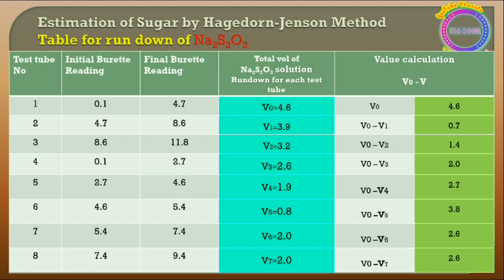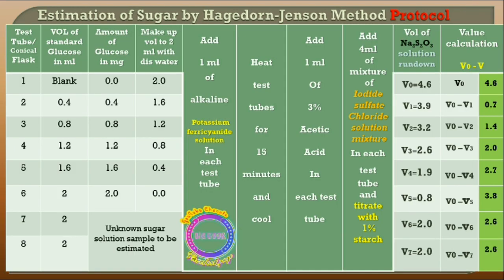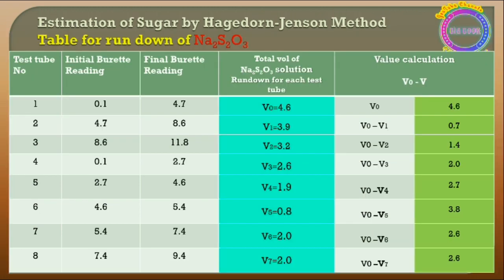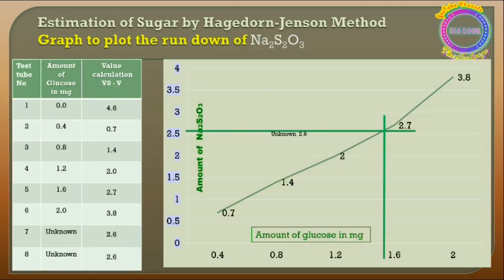So here you can see in this previous protocol the volume of sodium thiosulfate, and further the subtraction has given the result. So this is the value calculation for the sodium thiosulfate run-down against the liberated iodine. So here further we are going to plot these particular values on the graph.